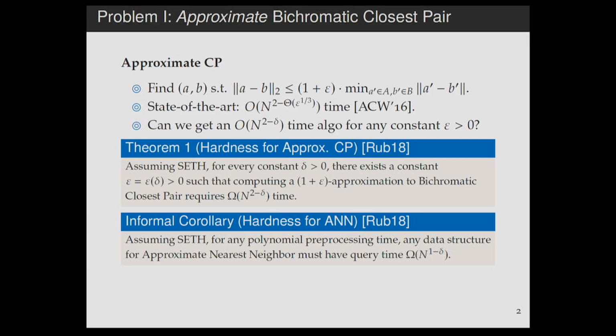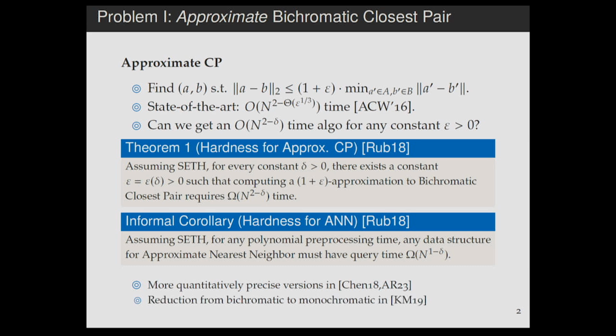Okay, and as I said earlier, closest pair is an easier problem than approximate nearest neighbor. So you immediately get a hardness result for data structures for approximate nearest neighbor as well. And I just want to mention that there are follow-up works that get more quantitatively tight results than this in terms of the trade-off between epsilon and delta, but we will not go into too much detail on that here.